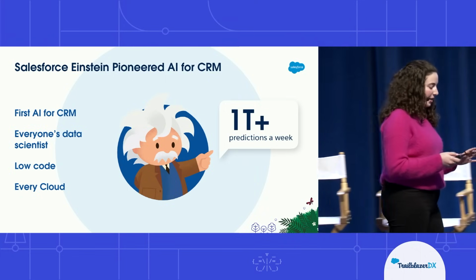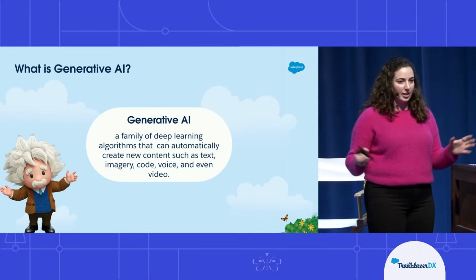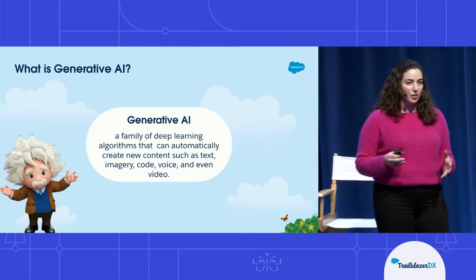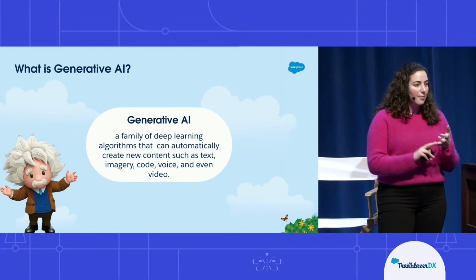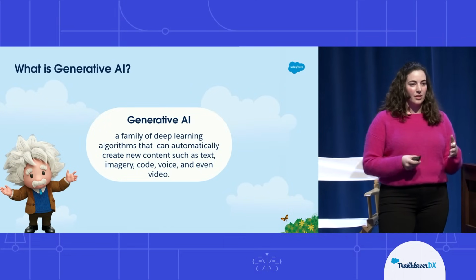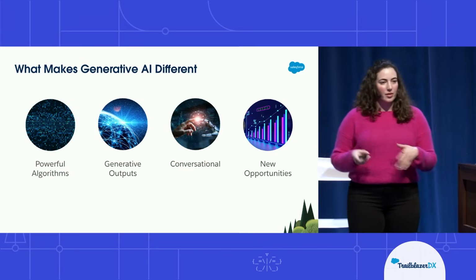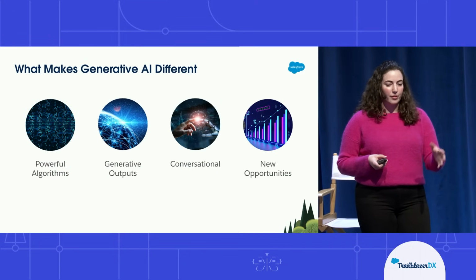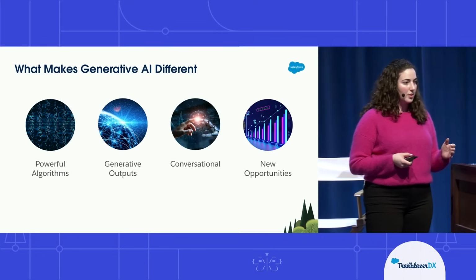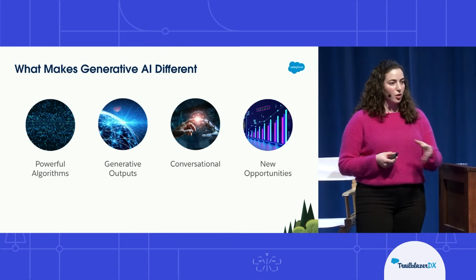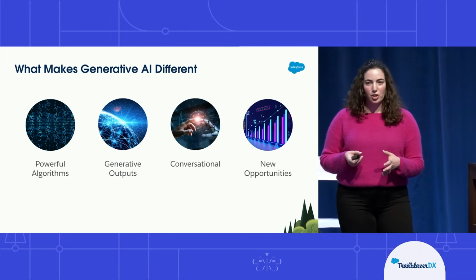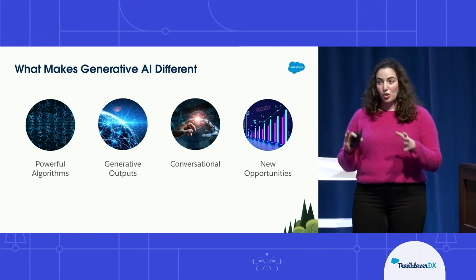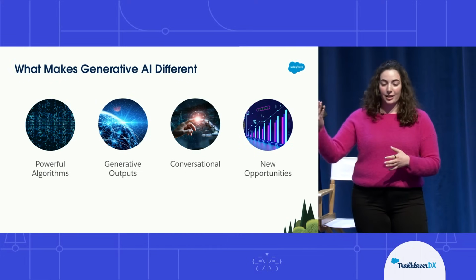So let's take a step back and start from the very beginning. What is generative AI? Generative AI is a family of deep learning algorithms that can generate new content, like text, imagery, code, voice, and even video. And it's different from some of the traditional types of AI we may have interacted with in Salesforce in a couple of different ways. First, there are super powerful algorithms. The algorithms that powered traditional machine learning or predictive artificial intelligence could look at millions of parameters. Now, generative AI can look at billions, so that is a huge increase in the order of magnitude.